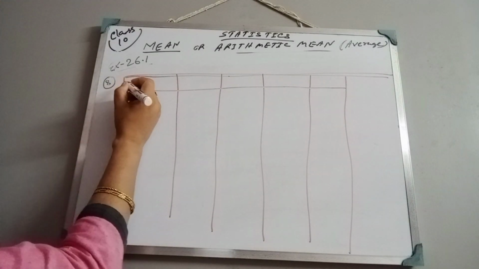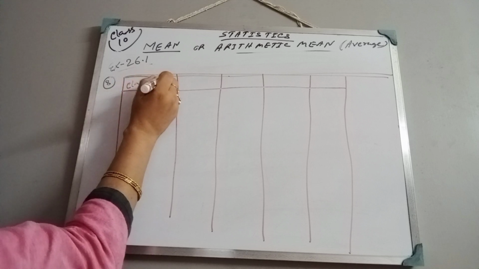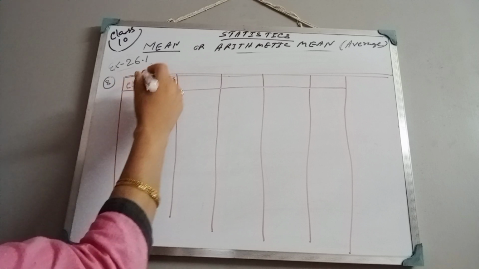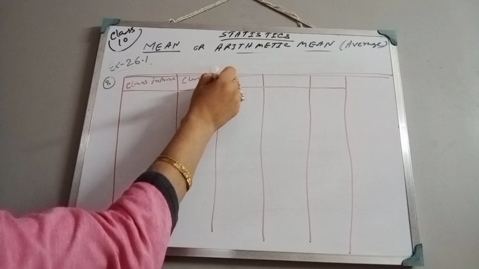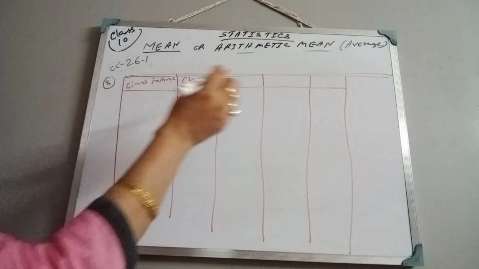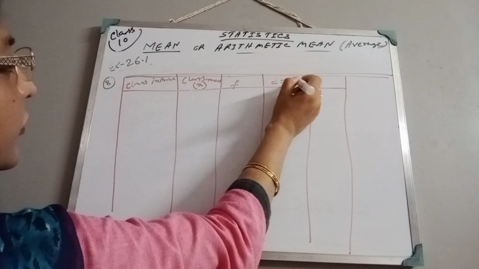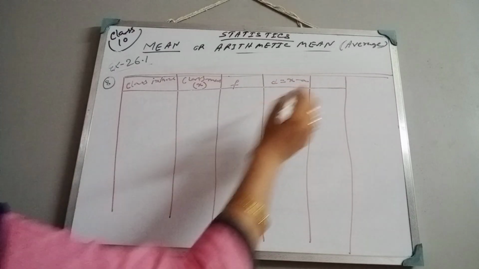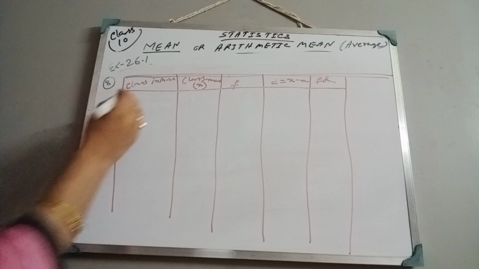Okay, here it is class interval. Next is class mark, that is x. Next is frequency, that is f. Next is d equals x minus a. Next is fd. Okay. Now class interval, first class is 0 to 40.